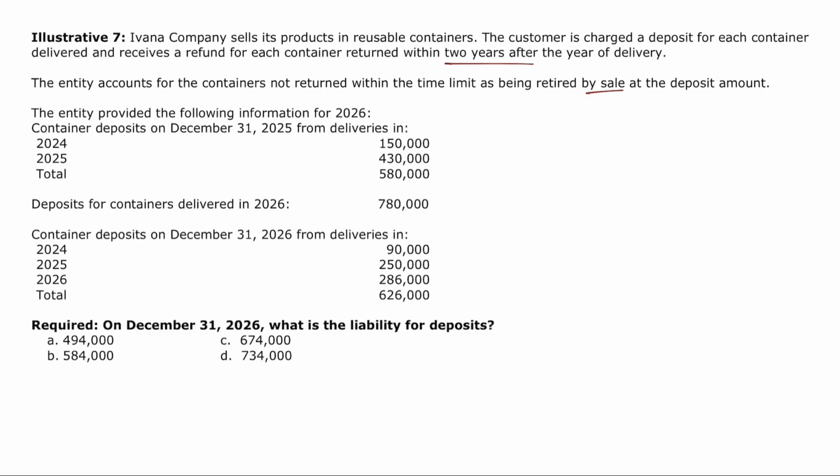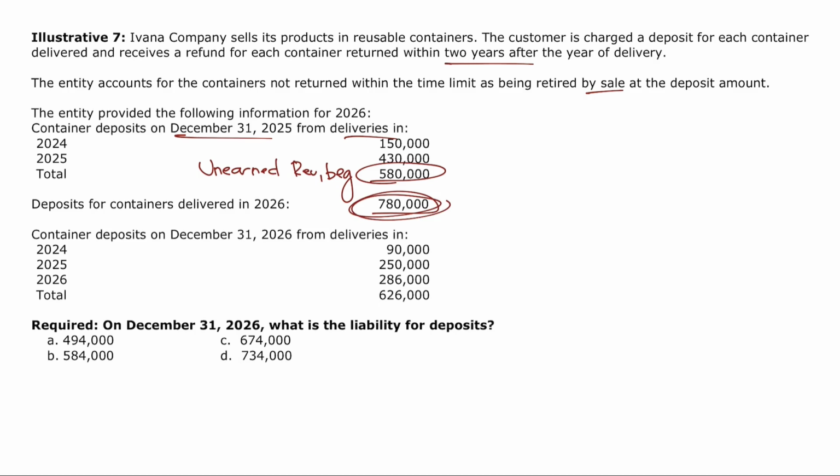The entity provided the following information for 2026. So, we have container deposits on December 31, 2025 from deliveries in the following year. So, ito ngayon, yung ating unearned revenue. Again, ito yung tinatawag natin na unearned revenue at the beginning, kasi pang end yan ng 2025. Deposits for containers delivered in 2026. So, ito yung na-receive nating cash, which is 780.